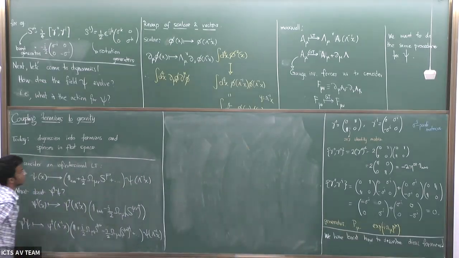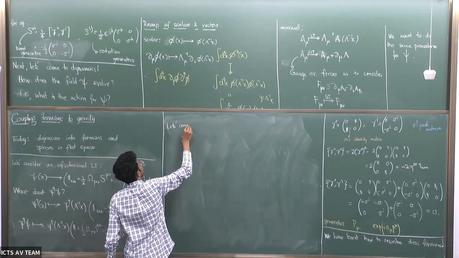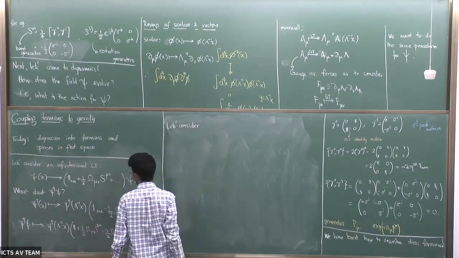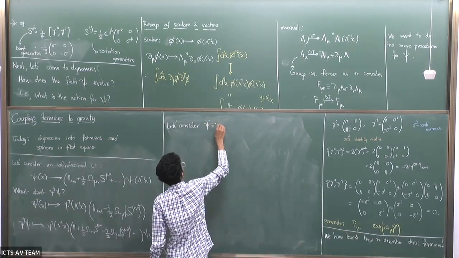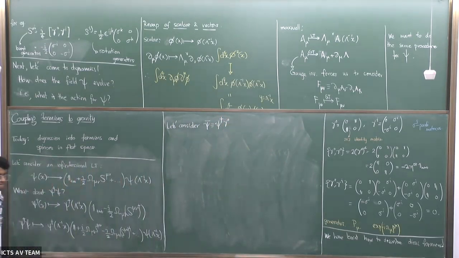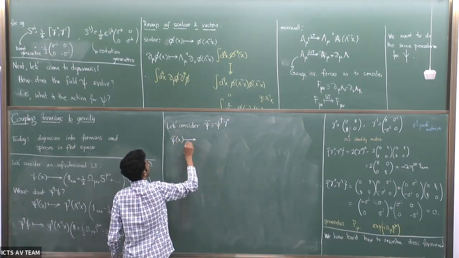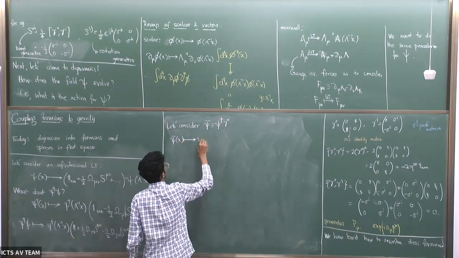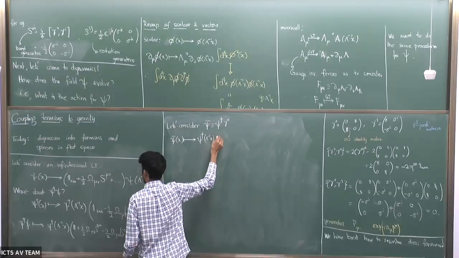Why not consider psi bar defined as psi dagger gamma 0? Then psi bar will transform as what? Psi bar of x will transform into psi dagger times this.